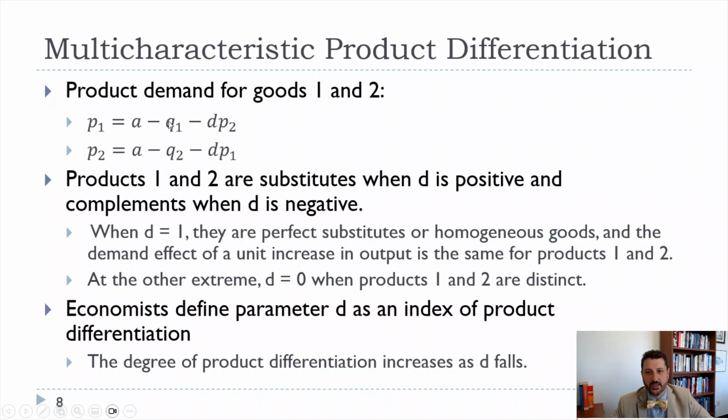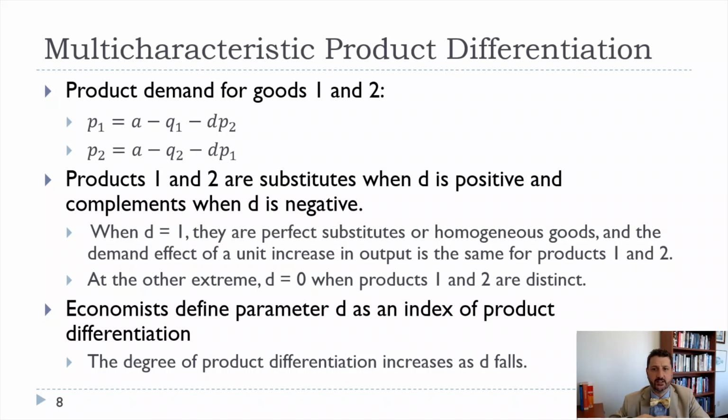We took out the B in front of Q1, and then we added this term here, minus dP2. And basically what that's saying is that the price for good 1 depends not only on its own demand, but also on the price of P2, and then we have the same thing over here. And we think of D as sort of an index of product differentiation. If it's equal to 1, then they're perfect substitutes, right? And so you're basically just going to choose whichever one is lower. If it's equal to 0, then they are distinct.